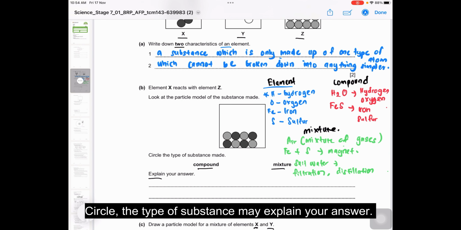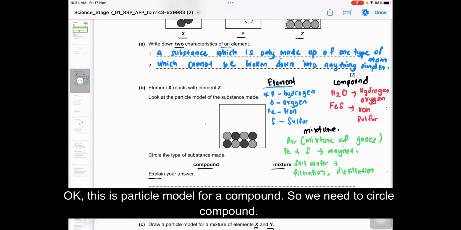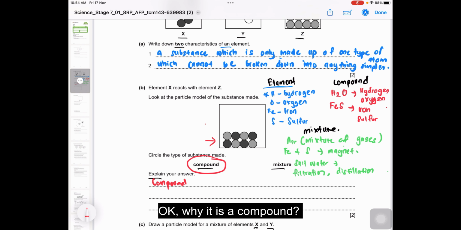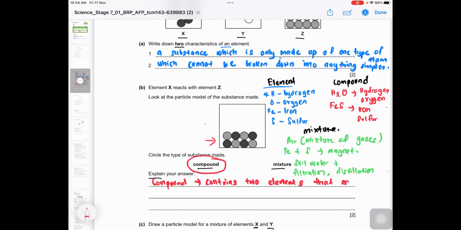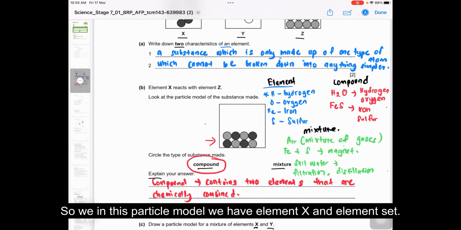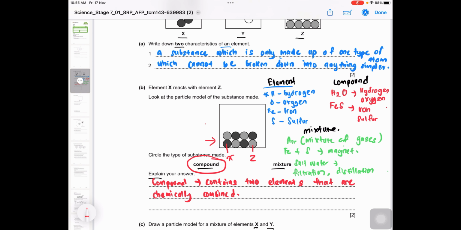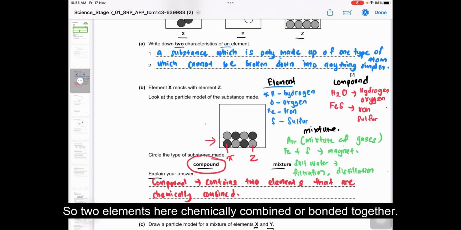Now we will look into question B. Circle the type of substance made. Explain your answer. This is the particle model for a compound, so we need to circle compound. Why is it a compound? Because it contains two elements that are chemically combined. In this particle model, we have element X and element Z, so two elements chemically combined or bonded together.